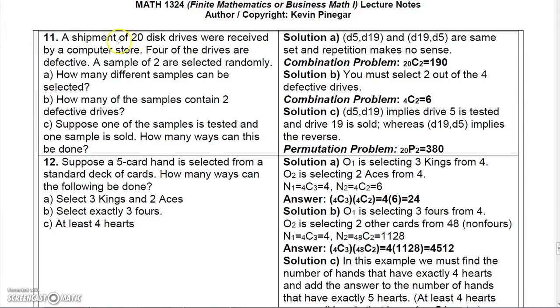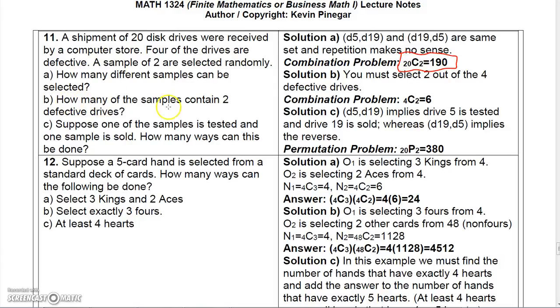Look at number 11. We get 20 disk drives. 4 are defective, and we're selecting a sample of 2. How many samples can be selected? Well, the order doesn't matter, so that would just be out of the 20 drives, how many subsets of 2 are possible? So that'd be 20C2.